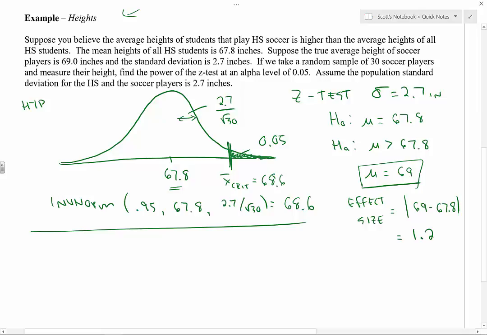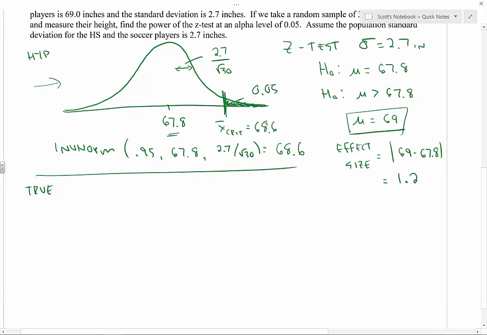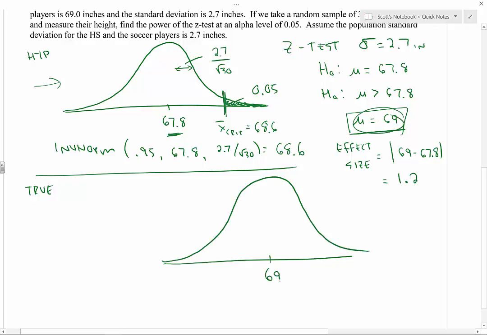But here's the thing. This is the hypothesized value. It's not the true value. So now let's take a look at the true distribution. The true distribution is not centered at 67.8, because that is the hypothesized value. It's actually centered at 69. The standard deviation of the sampling distribution of sample means is the same because this is a population standard deviation.